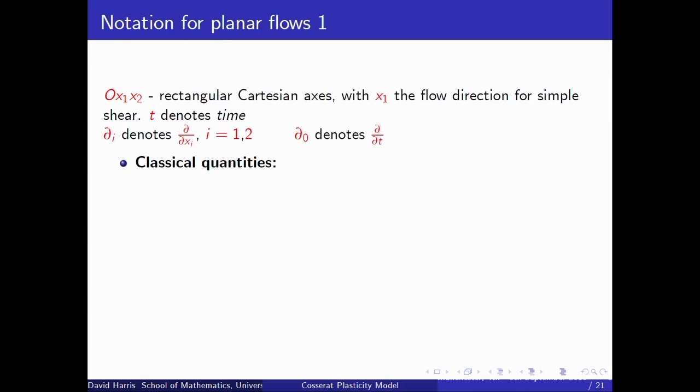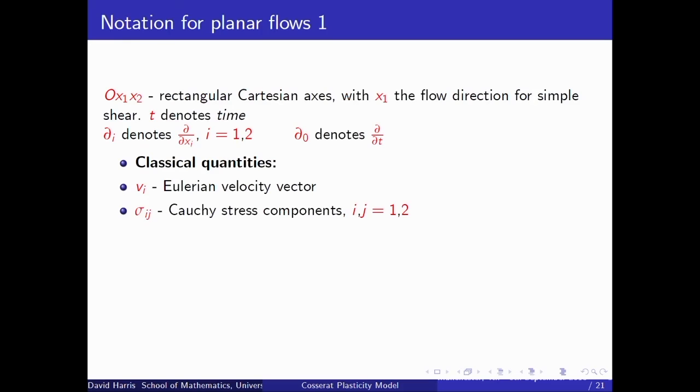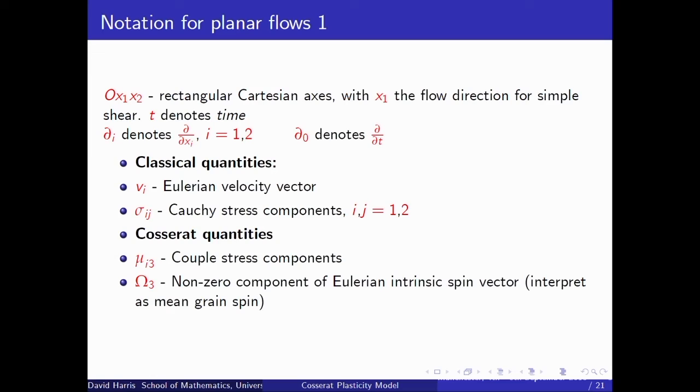I need to develop some notation, so here it is. X's are just spatial coordinates. t will denote time. Classical quantities, i.e. an ordinary continuum quantity, will have v for the velocity vector, sigma for the Cauchy stress. And then I'm going to introduce some Cosserat quantities. Mu will be the couple stress, and capital Omega will be the intrinsic spin vector, as it's called in Cosserat theory. I'm interpreting that as the mean grain spin.